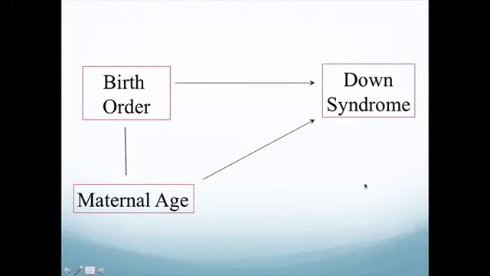Okay, so you'll start to realize we're using these little triangles, right? So we have our exposure of interest, birth order. We have our outcome of interest, Down syndrome.